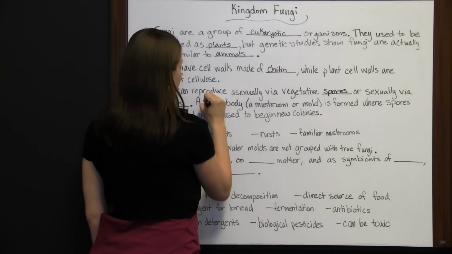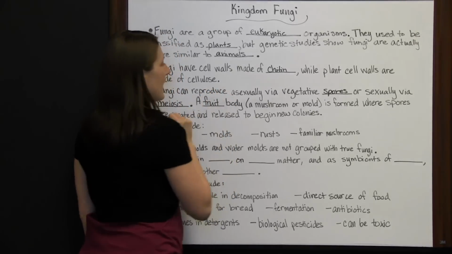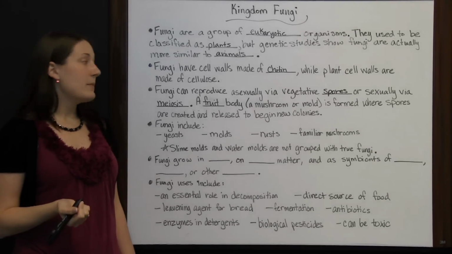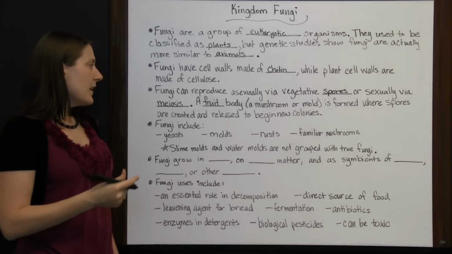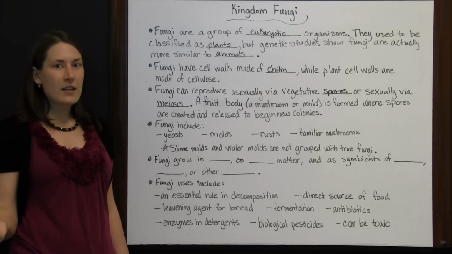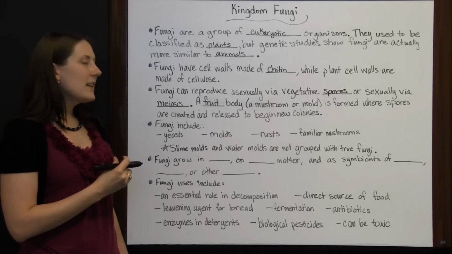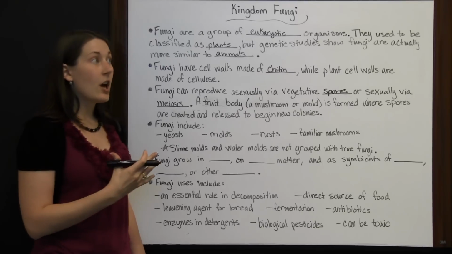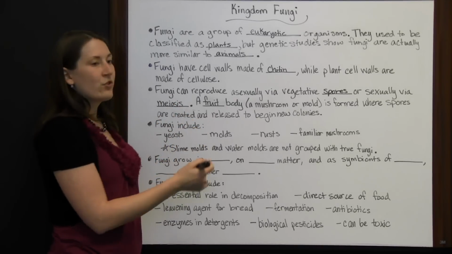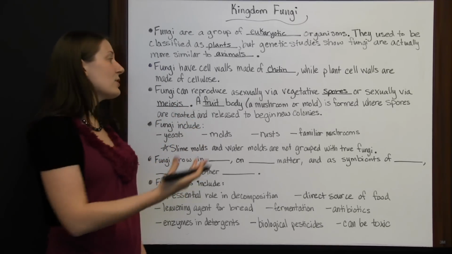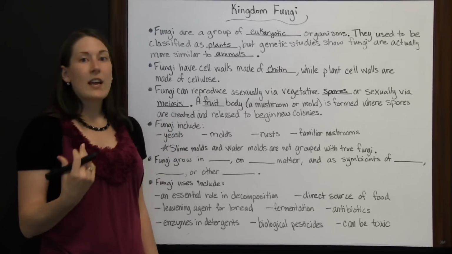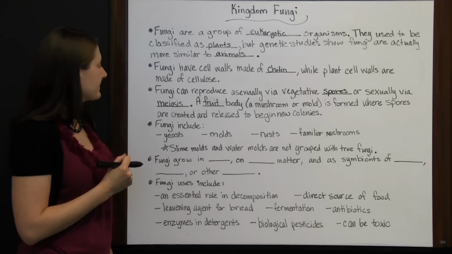A fruit body, such as a mushroom or mold, is formed where spores are created and released to begin new colonies. So when you think about a plant and how it produces a fruit, and that's where the seeds are that carries on life, it's kind of the same thing, except fungi and plants are not the same kingdom. So a fungi's fruit body is going to be in the form of a mushroom or mold, and instead of having seeds, it's going to produce spores that are released, and the spores go out and they create new colonies of fungi.